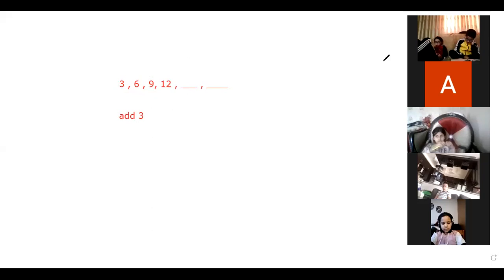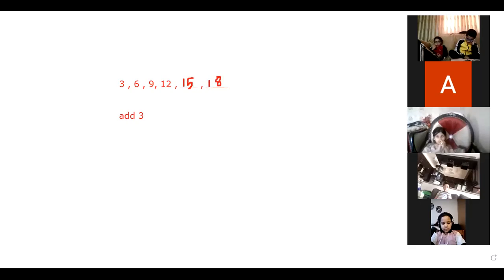So we add 3 to 12. 12 plus 3 equals 15. Now 15 plus 3 equals 18. That's it. You got it? It's super easy.